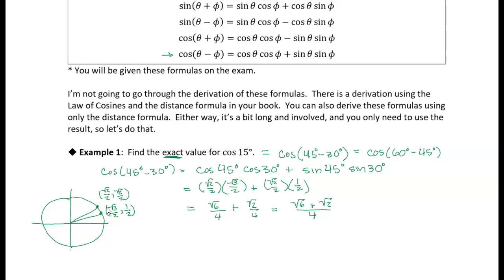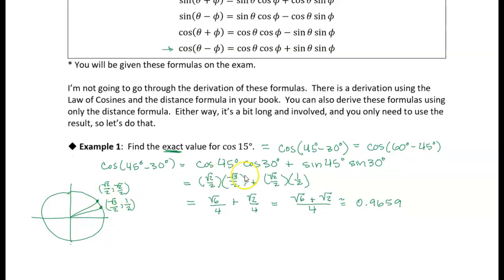Now we could put this in our calculator and get a decimal approximation. It comes out to be about 0.9659. Okay? That's approximately. But it doesn't ask for that. It asks for the exact value. And if you want the exact value, it's this expression in terms of the square root 6 and the square root 2.